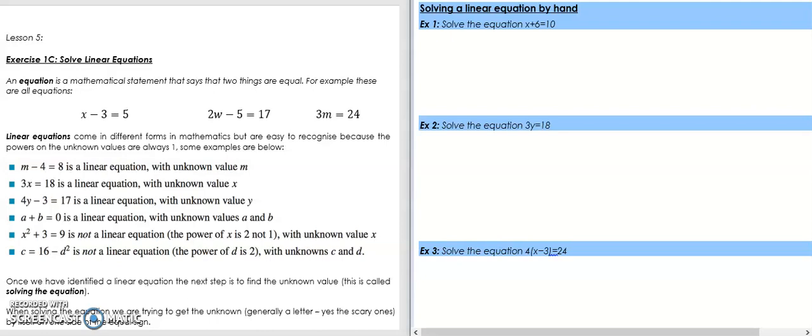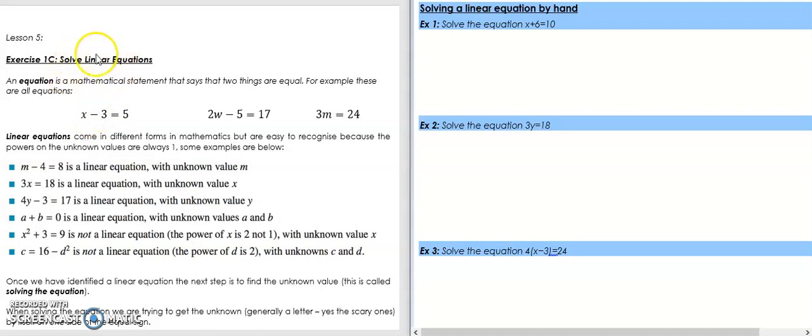Hey guys, this is lesson 5, exercise 1C, solving linear equations. Essentially this exercise is looking at linear equations, or specifically equations, so something that has an equal sign in it, and trying to solve for an unknown or for a letter.